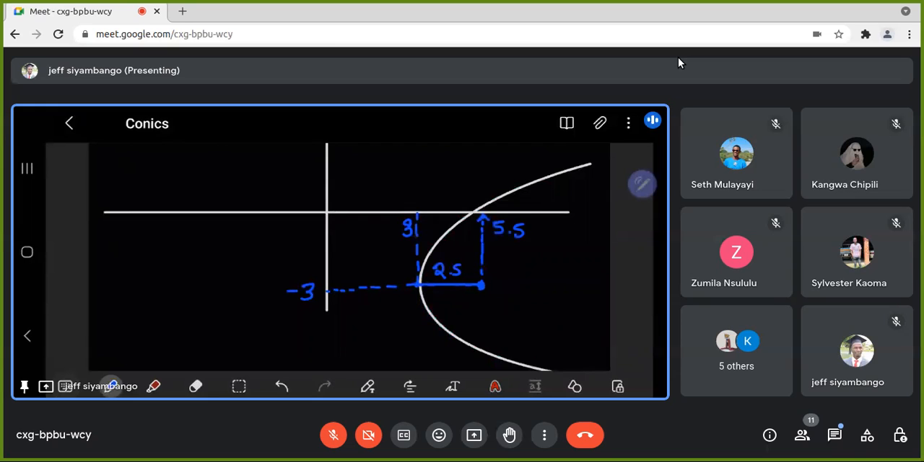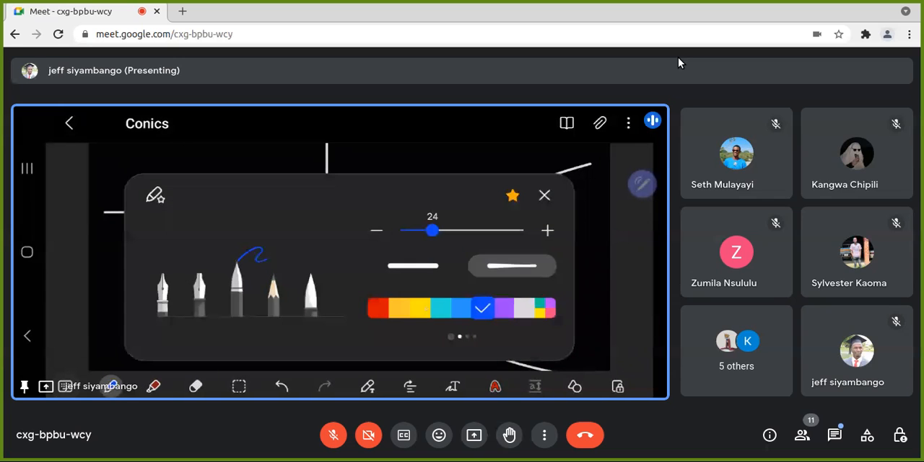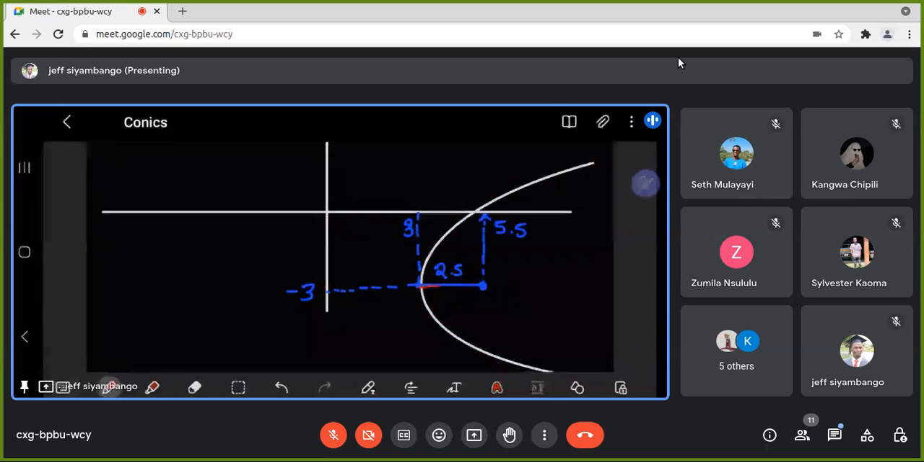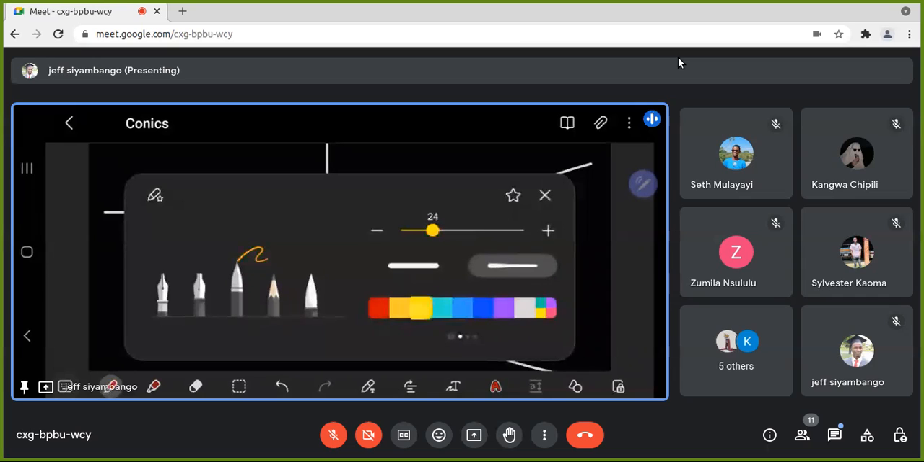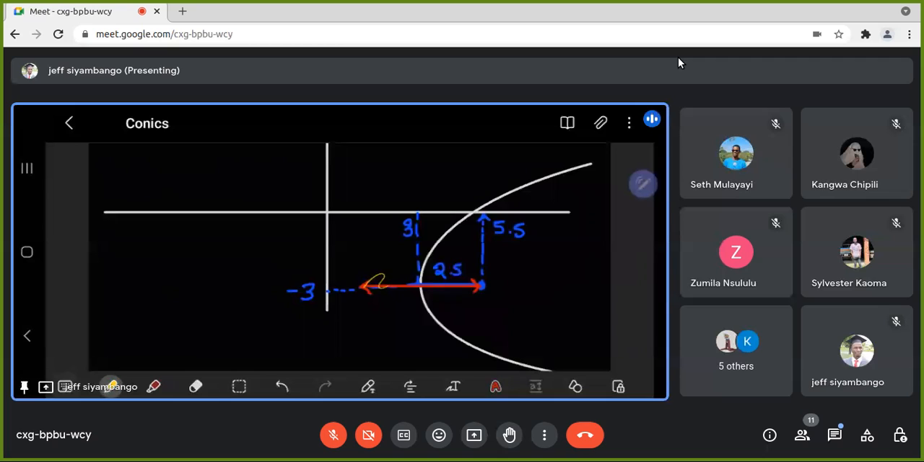But the directrix will have to be 2.5 backwards. So if you move 2.5 this side to the focus, then you have to move 2.5 back to find the directrix. So the 2.5 to the directrix will have to be there. What this implies is that the directrix will have to be passing along this line there. It will be a line that is 2.5 from the center there.